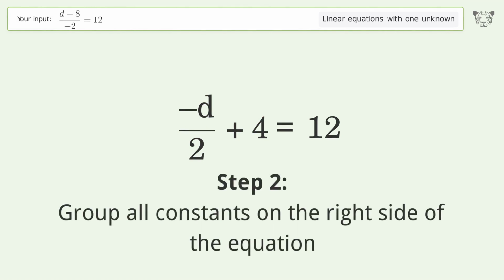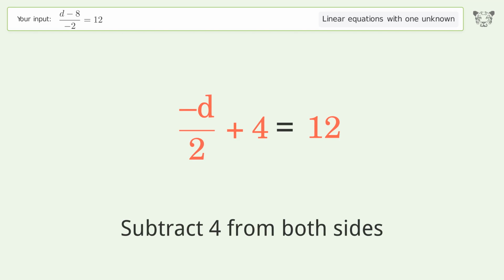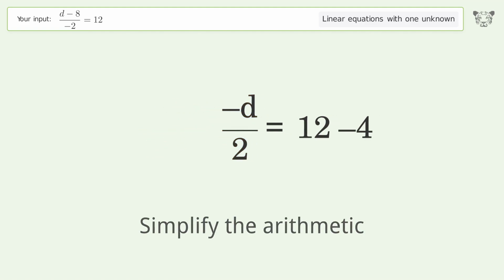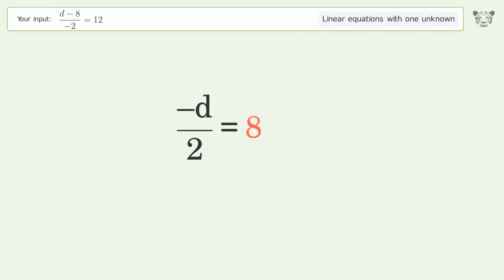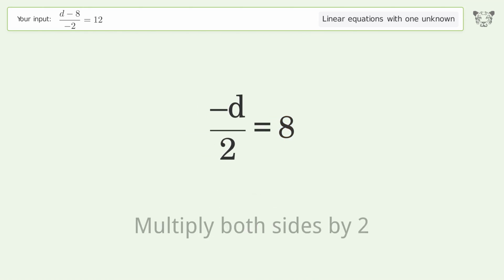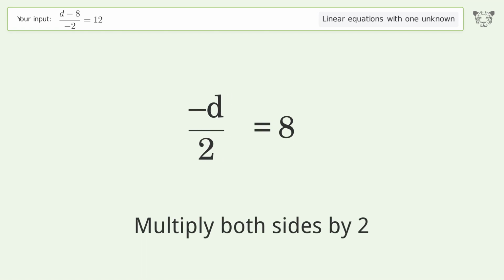Group all constants on the right side of the equation. Subtract 4 from both sides. Simplify the arithmetic. Isolate the d. Multiply both sides by 2.